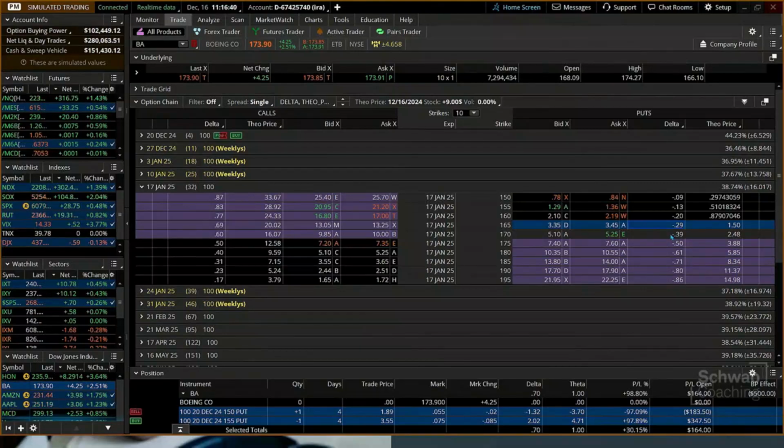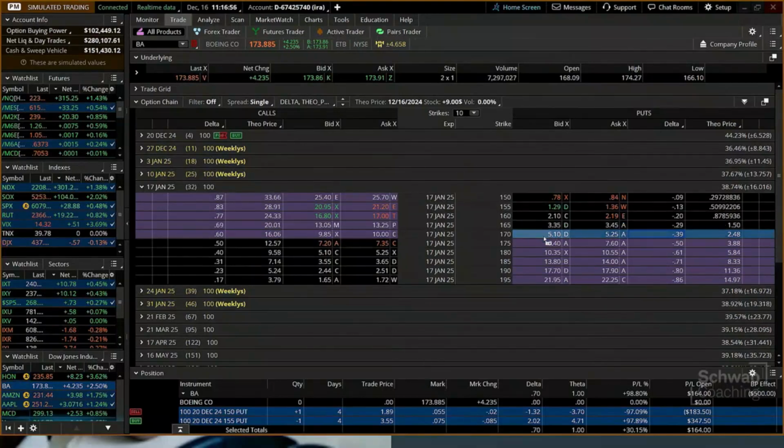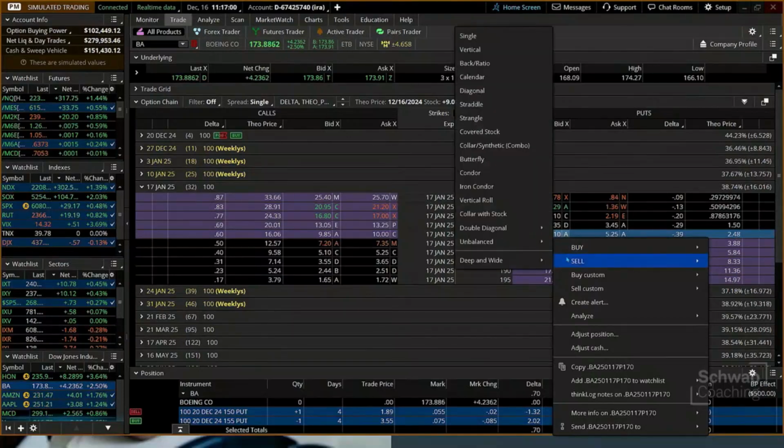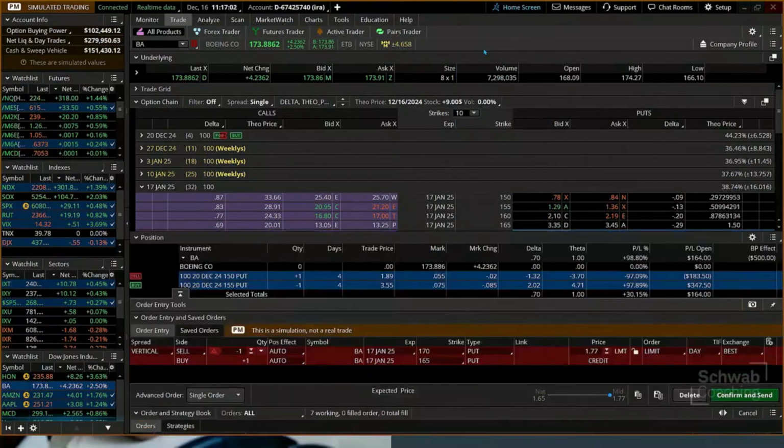Now, if the investor said, James, I'm pretty bullish on Boeing. I think it might be underrepresented in some portfolio managers' portfolios, maybe rightly so. I'm going to maybe sell a closer strike to where we are now. So the stock is at 173. The strike we're looking at is 510. We're going to right click on the 510, sell, and go right back to vertical.